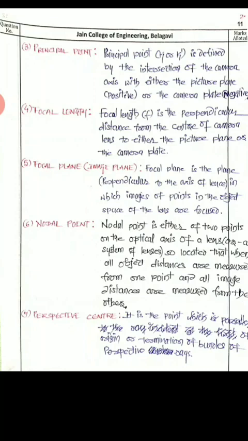Then nodal point. Nodal point is either of 2 points on the optical axis of a lens or a system of lenses so located that when all object distances are measured from one point and all image distances are measured from the other. Then the perspective center, it is the point of origin or termination of bundles of perspective rays, that we call as what? Perspective center. Now that O point, as I said, is the perspective center.